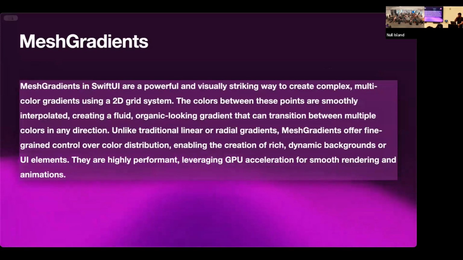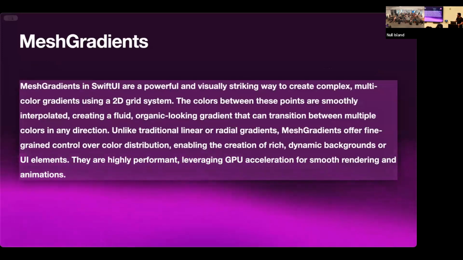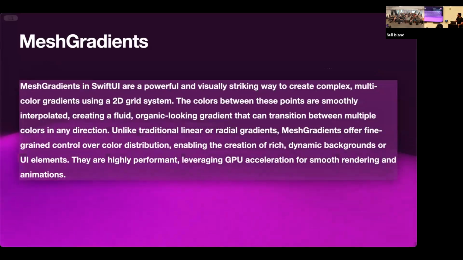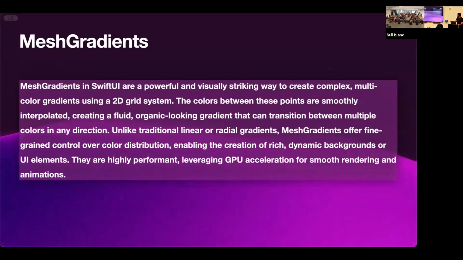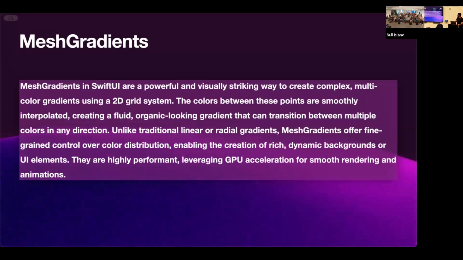So this is an excerpt I put together from a bunch of different sources, so let me read this out. Mesh gradients in SwiftUI are a powerful and visually striking way to create complex multicolor gradients using a 2D grid system. The colors between these points are smoothly interpolated, creating a fluid, organic-looking gradient that can transition between multiple colors in any direction. Unlike traditional linear or radial gradients, mesh gradients offer fine-grained control over color distribution, enabling the creation of rich, dynamic backgrounds or UI elements.